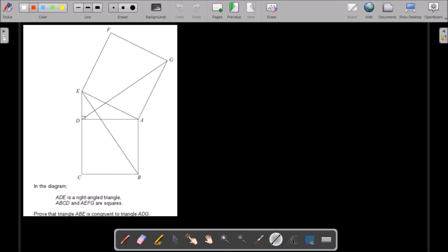It's saying prove that triangle ABE, which one's triangle ABE? Let's see. Triangle ABE, I'm going to draw this one in red. A, B, E. That triangle is congruent to triangle ADG. So I'm going to do that in blue. ADG is there.